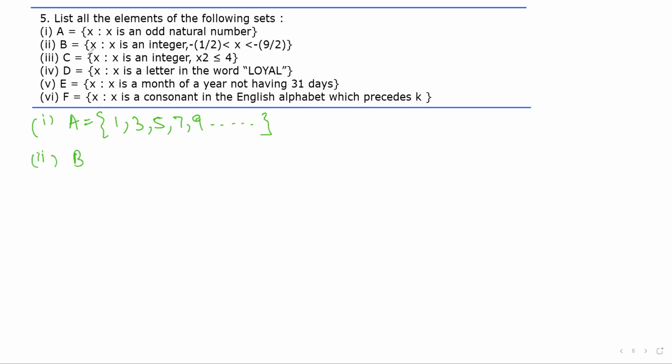Second, x is an integer and minus 1 by 2 less than x less than 9 by 2. So let's draw a number line, represent these points on the number line. We need integers.